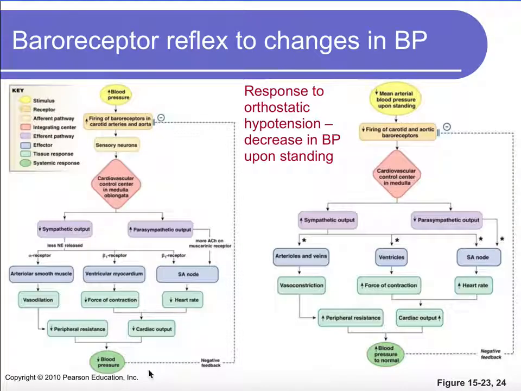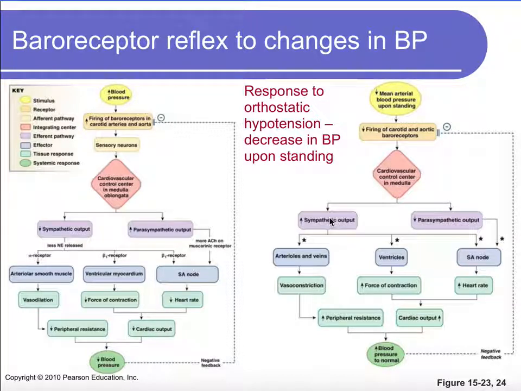So all of this is shown here. So again, let's say we have a rise in blood pressure. We are going to then turn on the parasympathetic output and turn off the sympathetic. By turning on the parasympathetic, the SA node will slow down. But by turning off the sympathetic, the blood vessels will vasodilate and the force of contractions will reduce. On the other hand, if we have a drop in blood pressure, for example, with orthostatic hypotension, this is the drop in blood pressure that happens when you stand up too quickly, we want to raise blood pressure.